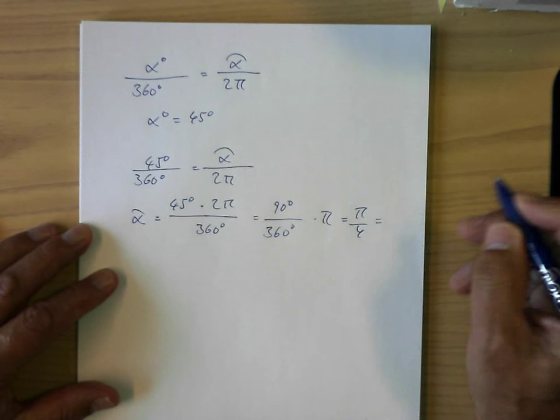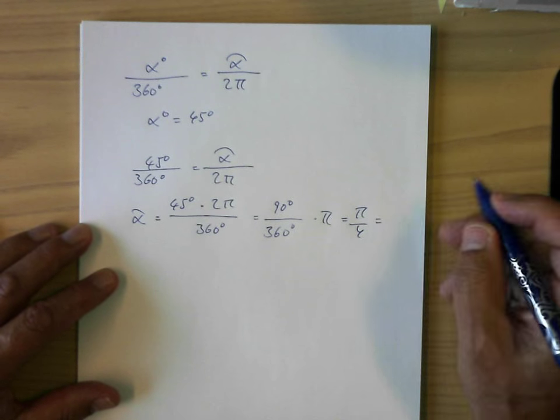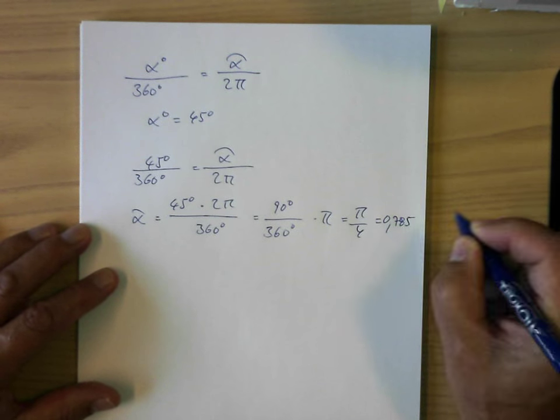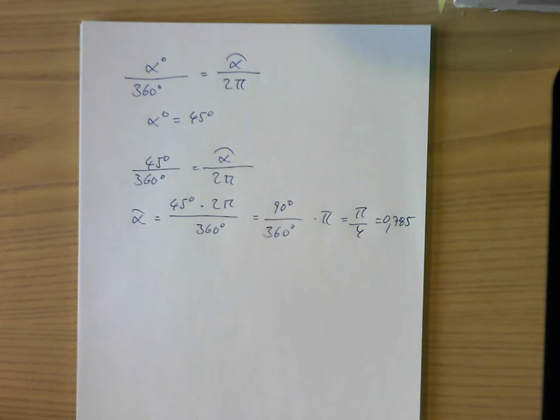So pi divided by 4 is, if I take a calculator, 0.7885. That's a radian description of this angle 45 degrees.